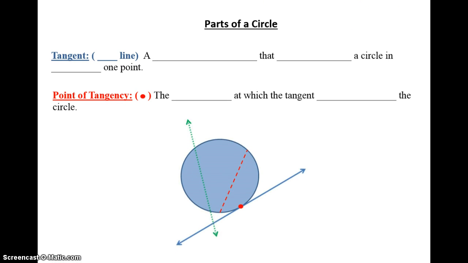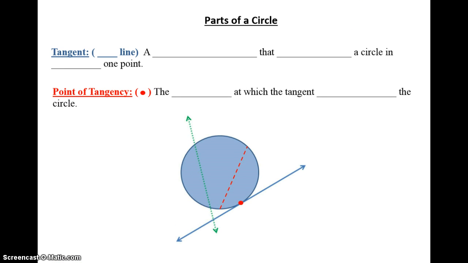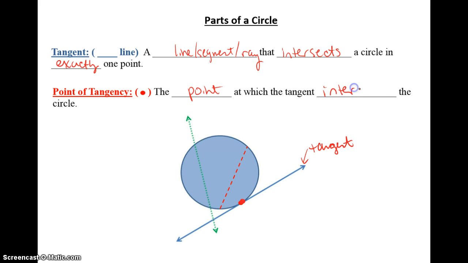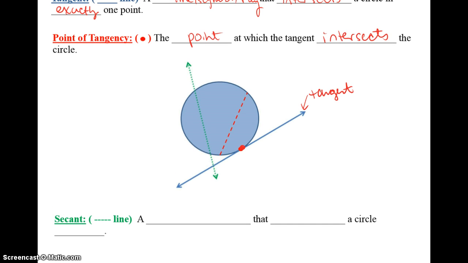A few more items that you may not know about on the circle. We have tangent lines. This line down here, that's called a tangent. It's a line. It could also actually be a segment, or it could be a ray that intersects a circle in exactly one point. It would never pass through it twice. It would only just touch it right here. That's called the point of tangency. It's the point at which the tangent intersects the circle. And we'll see lots of tangents, and we'll talk about their relationship to the circle.